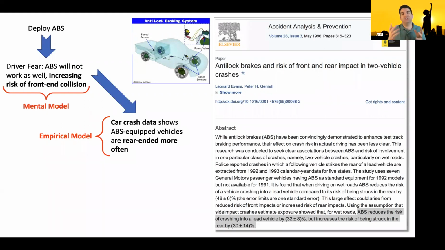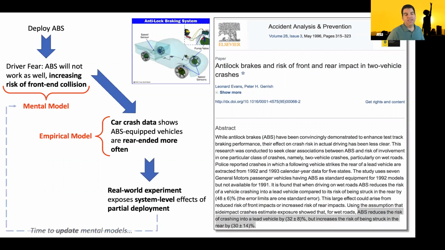So that kind of showed them that when you implement a technology like ABS, there needs to be a certain amount of market penetration to actually realize the benefits. Without that, it can actually create a misconception about the safety of the technology itself. People thought the reason people were getting into more collisions was that ABS was bad at its job. Turns out it was too good at its job. And so people had to update their mental models.